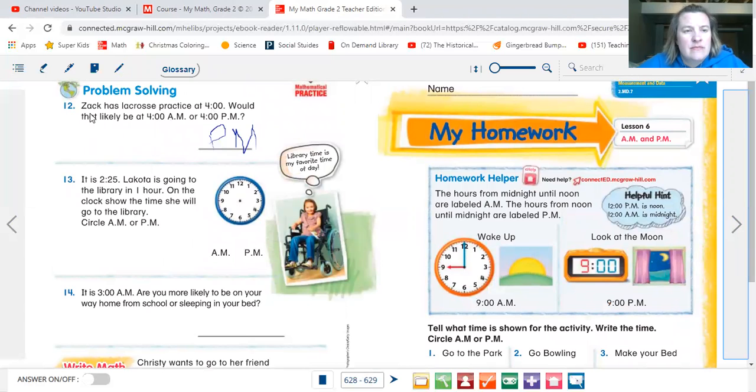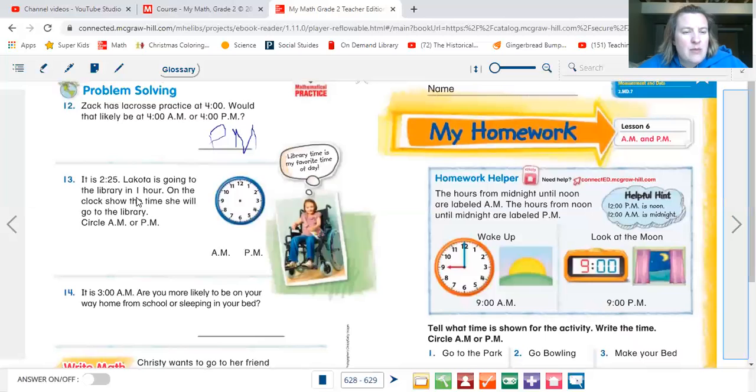So if we look, it says Zach has lacrosse practice at 4. Would that likely be 4 AM or 4 PM? So you would probably do that in the afternoon. So you can just go ahead and write PM there. Okay. Number 13, it is 2:25.